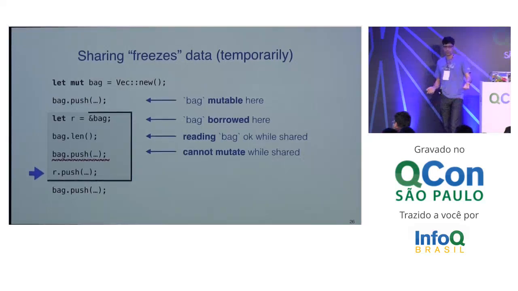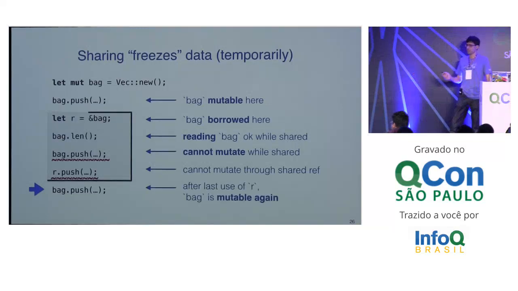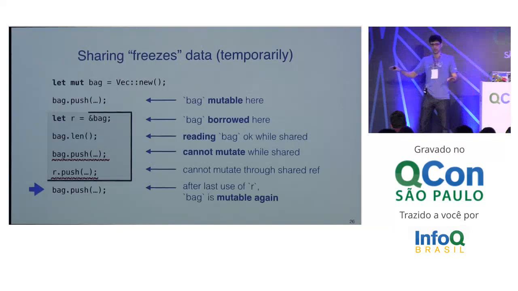And we can't call r.push. This is also the bag, but by another name, because we can't ever mutate with a shared reference. So what happens effectively is while it's borrowed, the data is immutable. Nobody can change it. But after the borrow is done, when you stop using the reference, now it's okay to make changes again. So we started out mutable, we got frozen, and then unfrozen.